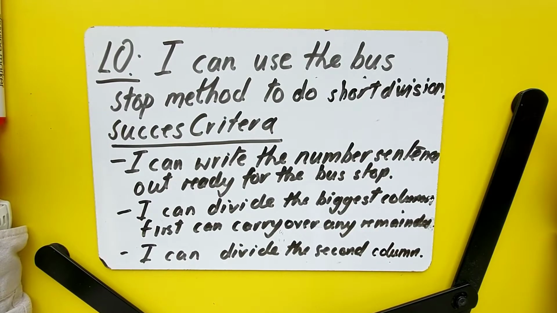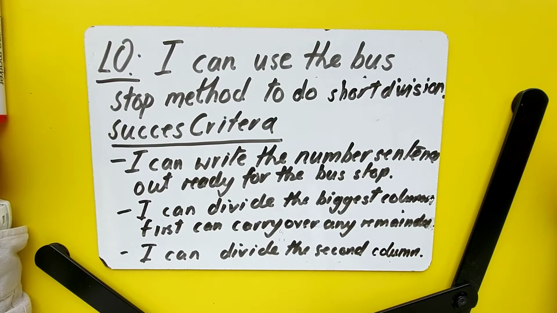So the first step is I can write the number sentences out ready for the bus stop. That's quite simple. It's just putting the numbers in the right place. And then it's I can divide the biggest column first and can carry over any remainders. So this is one of the big differences from multiplication and adding and subtracting. When we're doing a subtraction or an add or a multiplication in the formal method, we always normally start by adding, say, the units first, and then we move on to the tens, then we move on to the hundreds. But in dividing, we start with the biggest column first. So in this case, we're only looking at two-digit numbers, so it will be the tens column, okay?